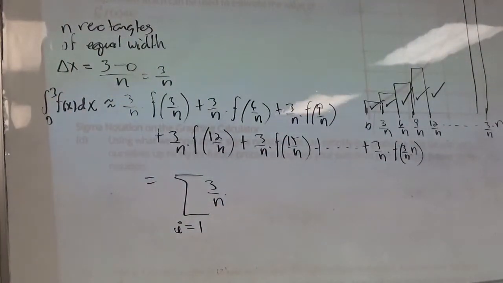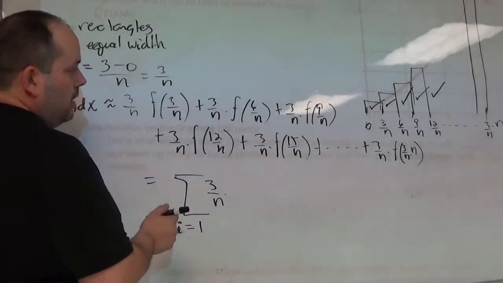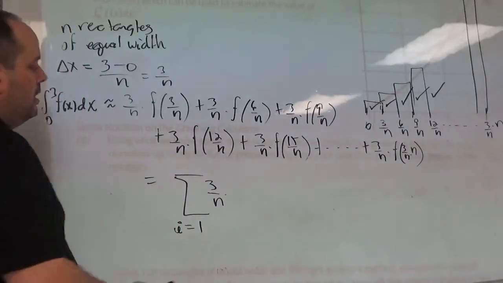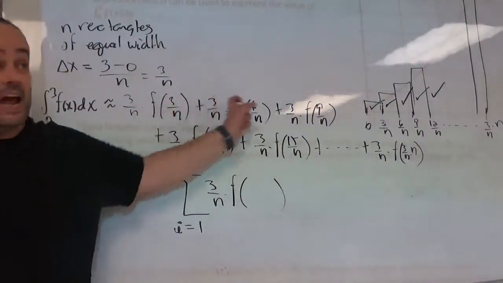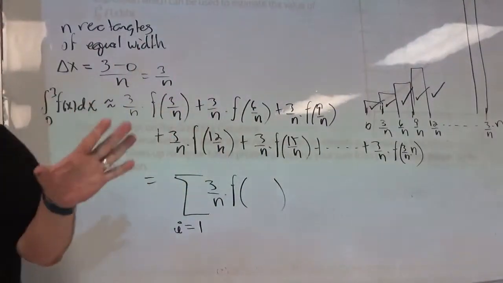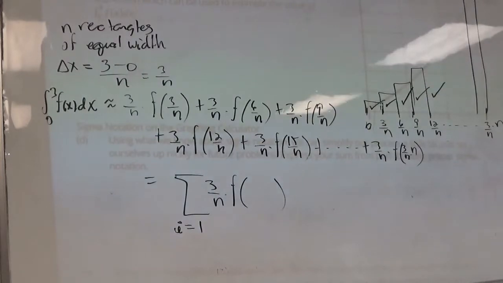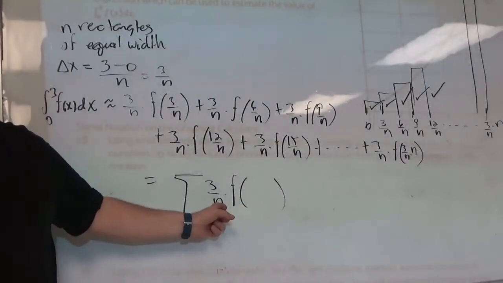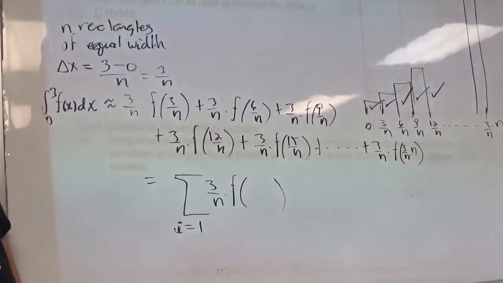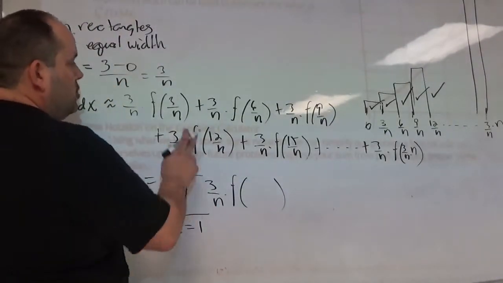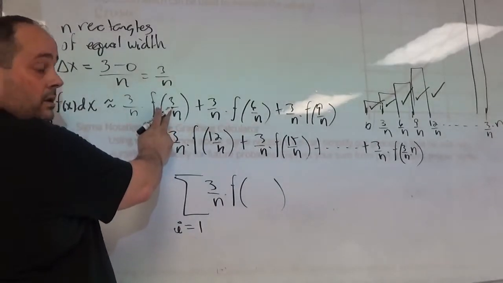Marilyn, what do you see? The numerator of f of times. Okay, we're doing f of something. All of them are f of something. What other patterns? What's the same in every single thing? Destiny, what you got? The width, that's the 3 over n. Karina, what do you see? We keep adding 3 over n. You keep adding 3 over n. Paul, what else?